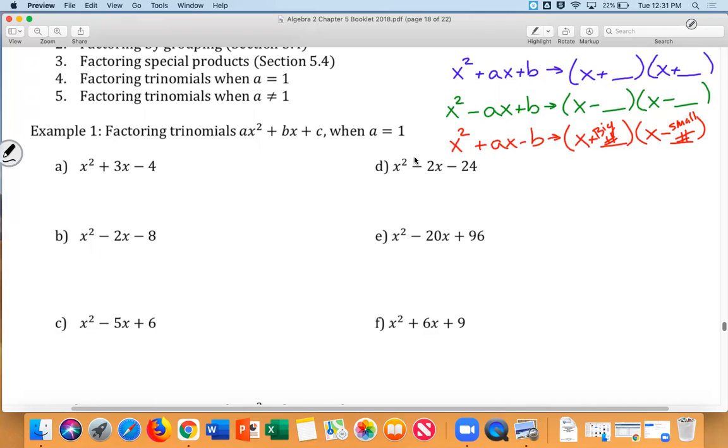And the last piece, x squared minus ax minus b, is going to factor to x minus my big number times x plus my small number. So these are my patterns.